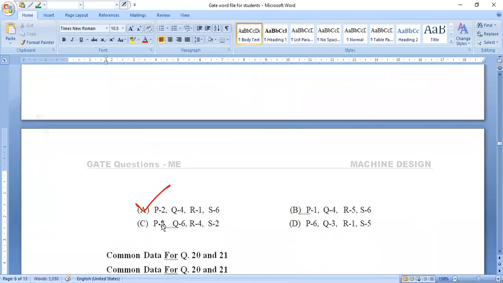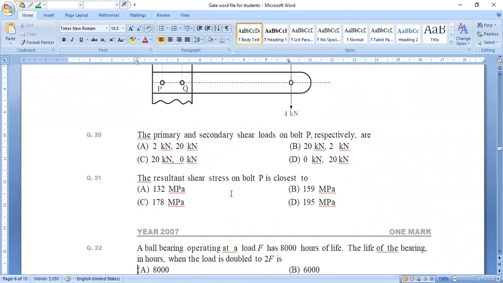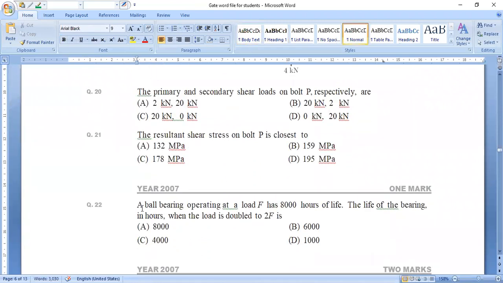Okay, so now I am moving to the next question. This question is related to rivets or bolts. It is related to bolts, so I will not take this question. I will focus only on bearings. So questions 20 and 21 I am leaving. Question 22 is related to ball bearing, so I will take this question.